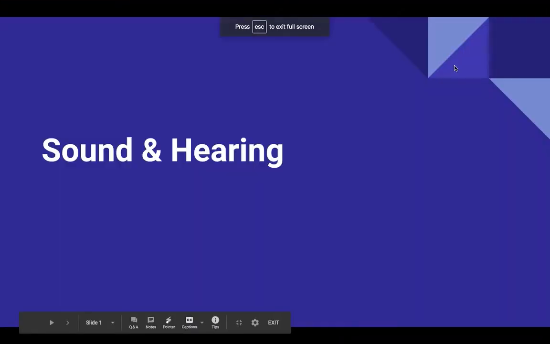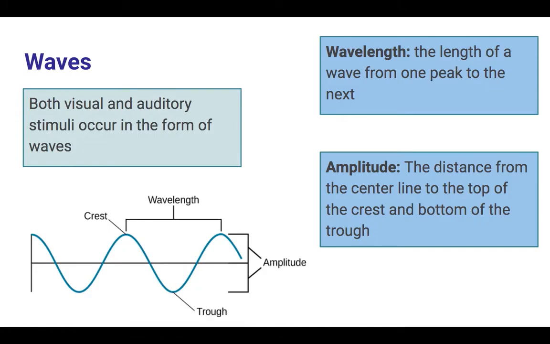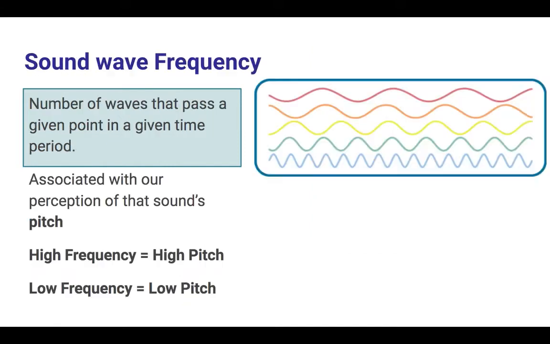All right, so let's talk about sound. This is just kind of a review. We've already gone over this, but waves are both visual and auditory stimuli that occur in the form of waves. Duh. The wavelength is the length of a wave from one peak to the next, and the amplitude, again, is the distance from the center line.